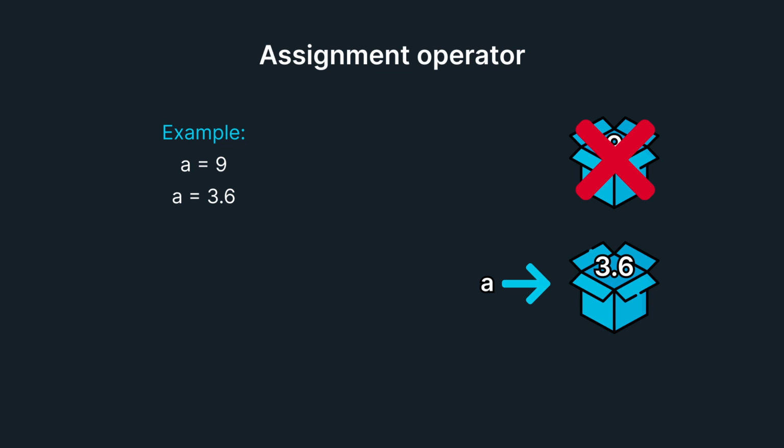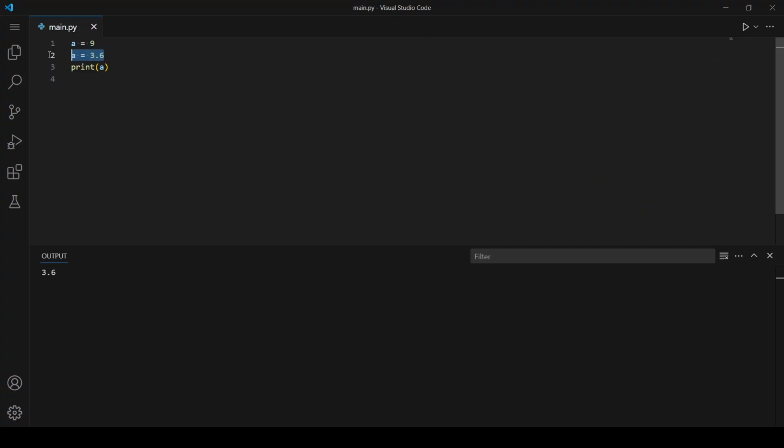Notice something interesting here. It started as an integer, a whole number, but after assigning 3.6, it became a float, a decimal number. In Python, a variable's type is determined at the moment of assignment. This is called dynamic typing, as opposed to static typing, where a variable's type is fixed when it's declared, like in languages such as C++ or Java. Let's explore the assignment operator further. What happens if we assign one variable to another, like b equals a?